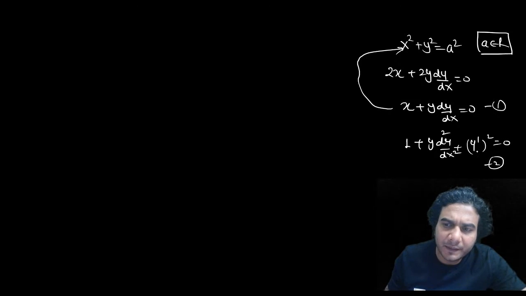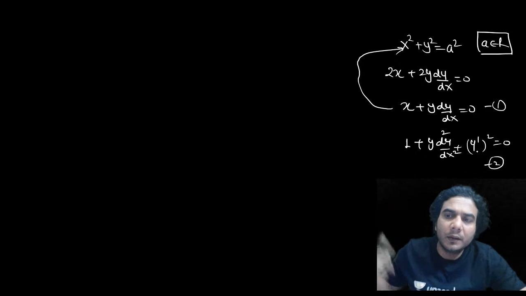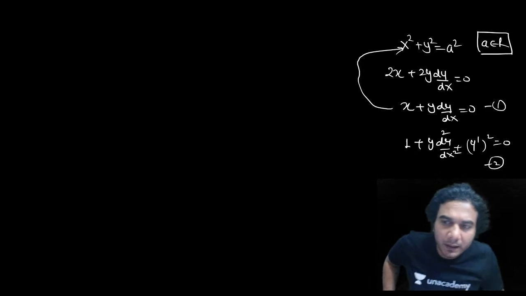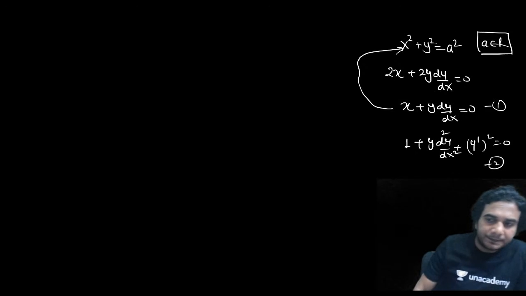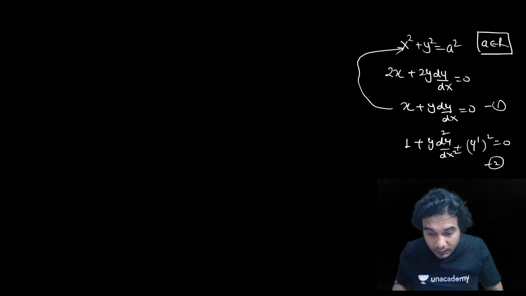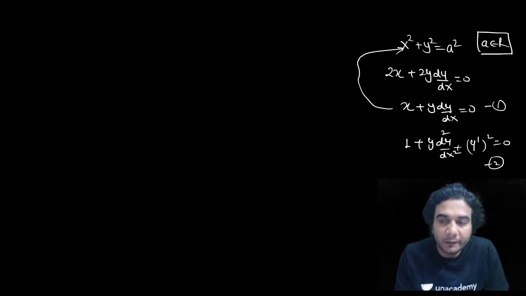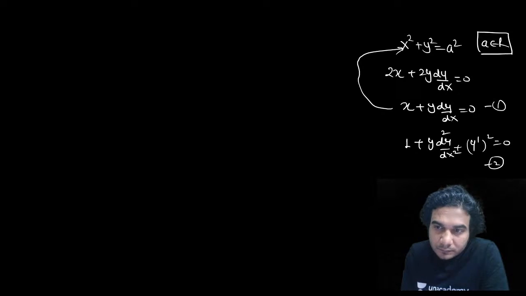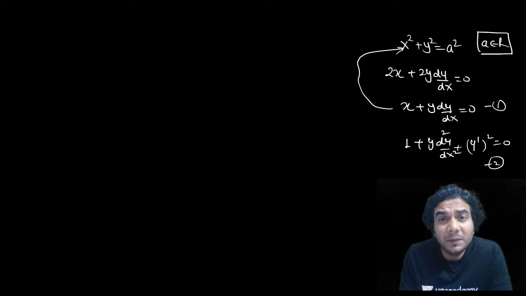Now which one is the differential equation of the family of circles x square plus y square is equal to a square? The first equation or the second one? And why? Whatever your answer is, give me with logic. Because you can keep differentiating it, you'll get another equation. But where to stop? That is an important point.